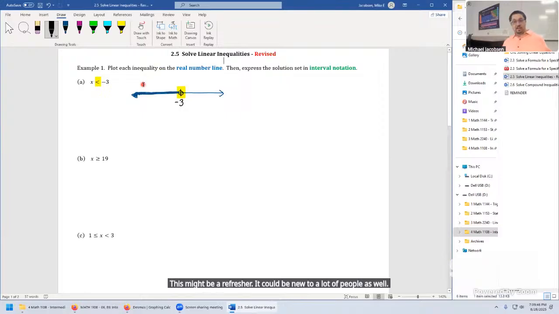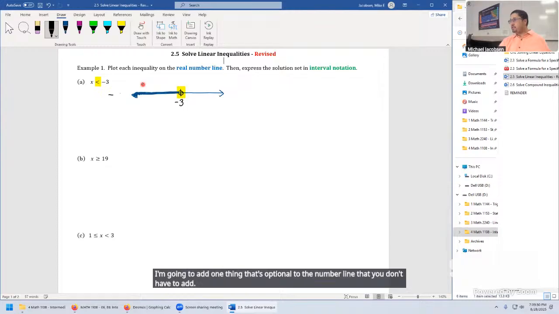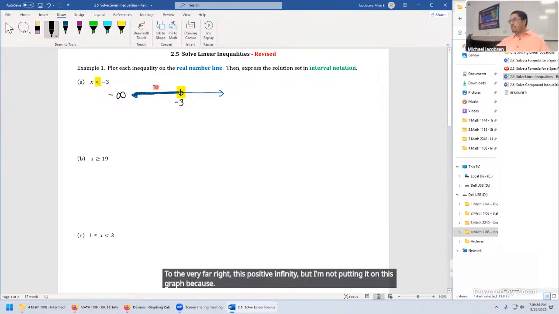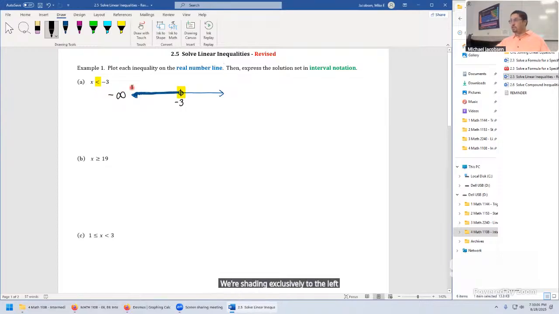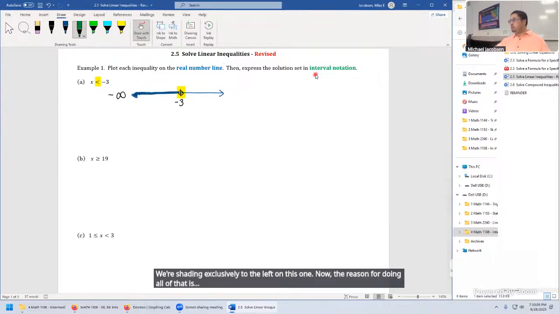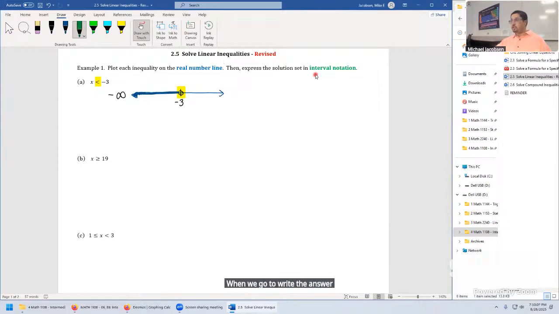I'm going to add one thing that's optional to the number line. To the very far left is negative infinity. To the very far right is positive infinity, but I'm not putting it on this graph because we're shading exclusively to the left on this one. Now, the reason for doing all of that is when we go to write the answer in interval notation, it's really just capturing what you see right here on the graph.